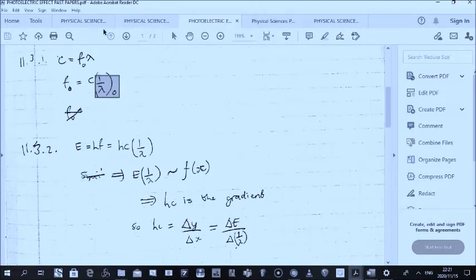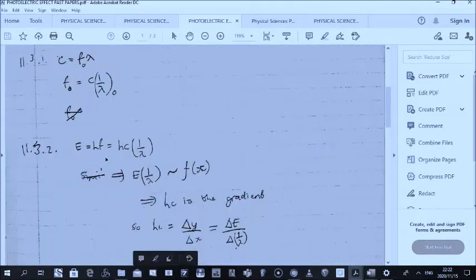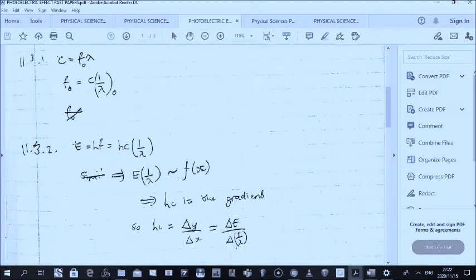So we want to find Planck's constant from the graph, and Planck's constant, we find it from the gradient of the graph, and I want to show you how we got to that. So if you look at this expression you have here, and we write it in this form. Remember, on the graph you have E as a Y variable and 1 over lambda as an X variable. So this should remind you of something.